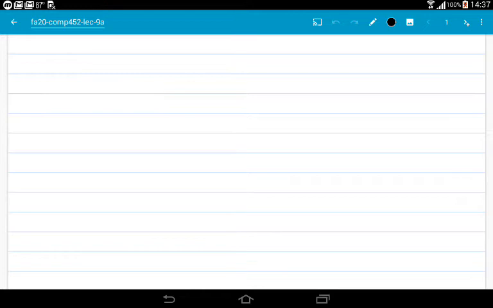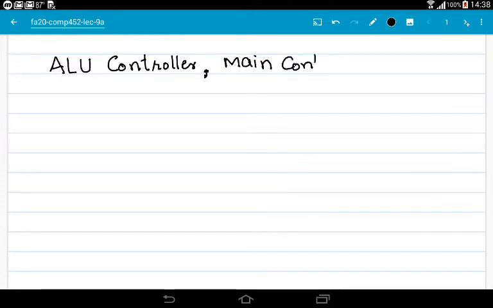Computer architecture. So let's design the controllers now. Today we are first going to talk about the ALU controller, and after that we will talk about the main controller. Because the ALU controller is simpler to design, that's why we will design it first. Okay.